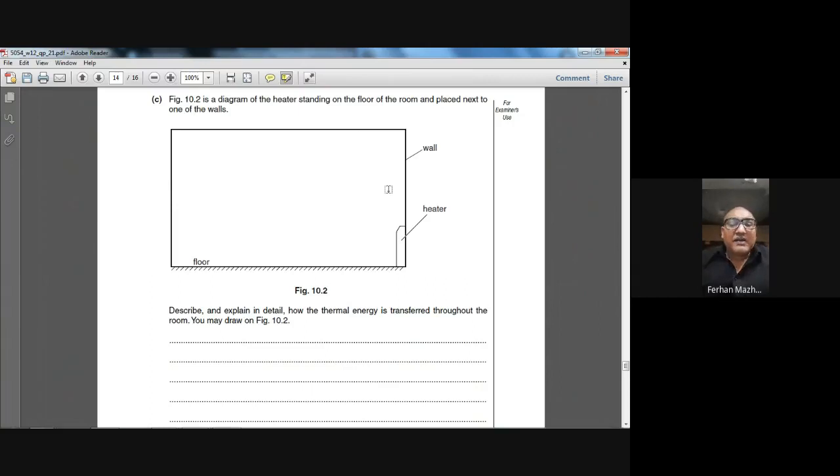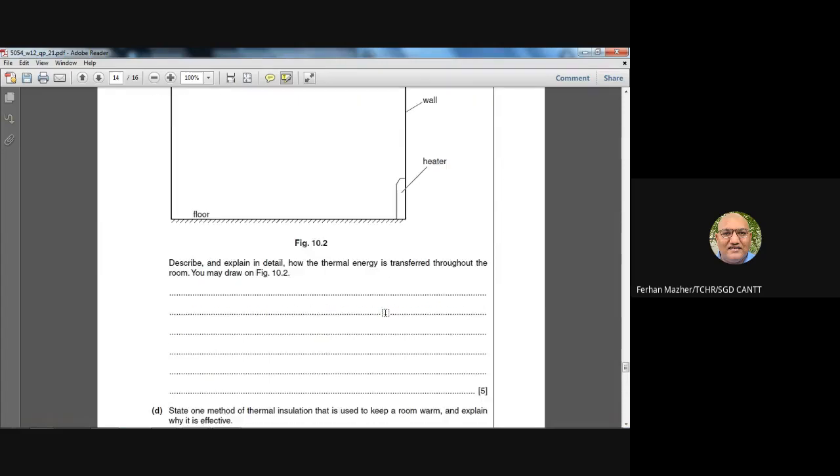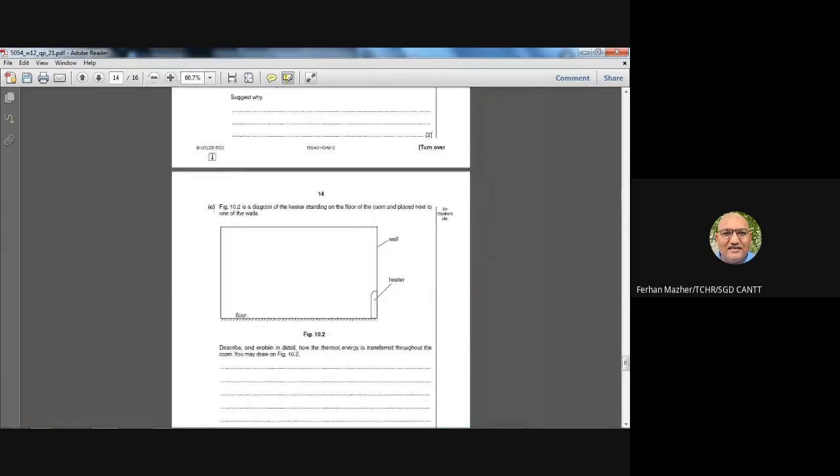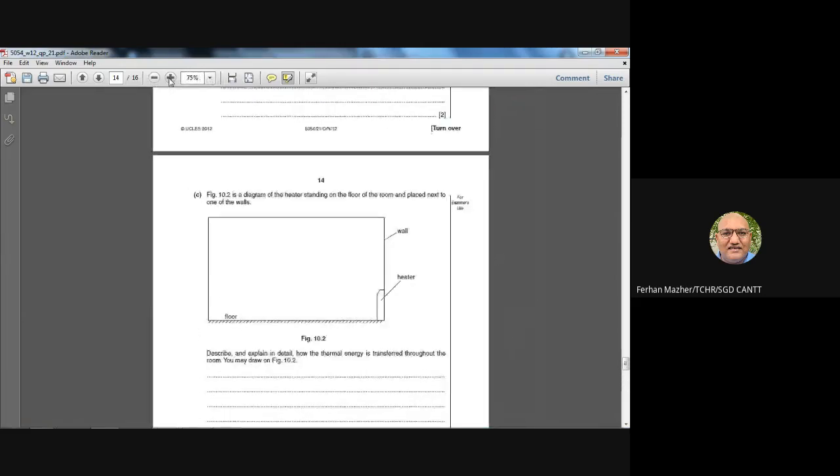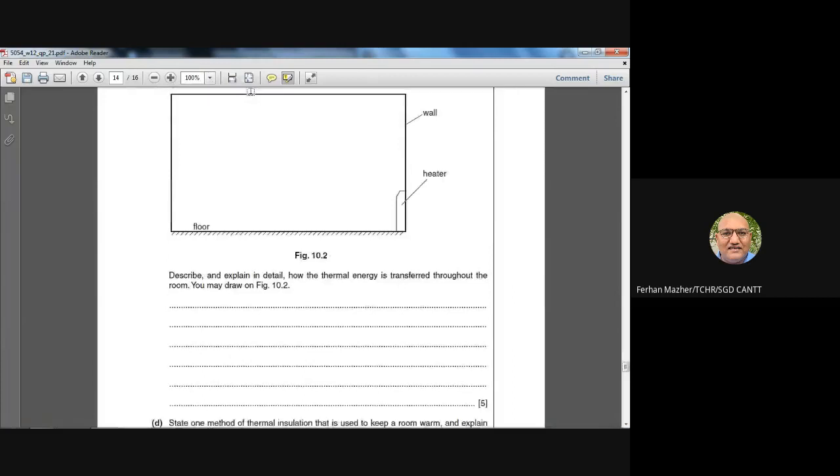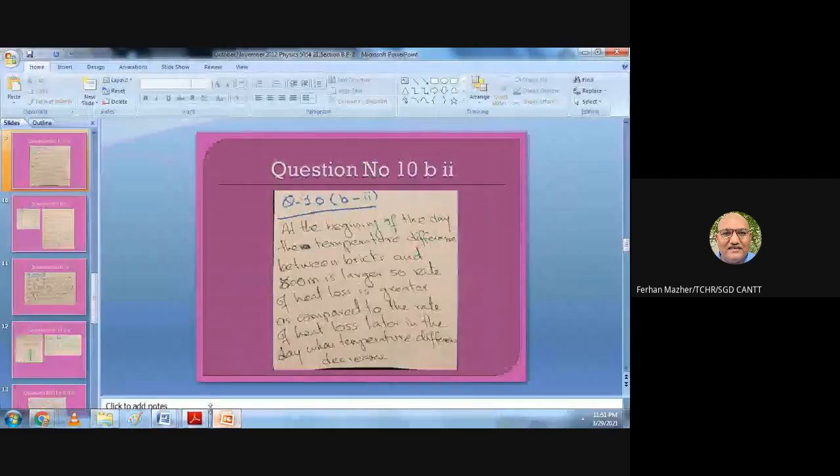Another method by which the heater gives heat to the whole room is by the emission of infrared rays. So from the hot heater, the infrared rays are also given out, and they also transfer energy. So it's a 5-mark question. Let me show you the whole thing. It's a big question. Look here. It has 5 marks. Let me show you my answer. I've written this answer.